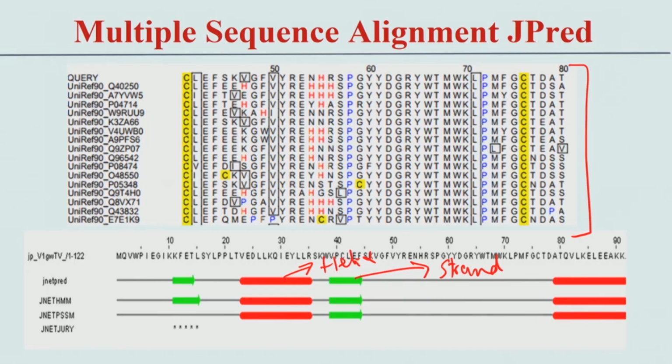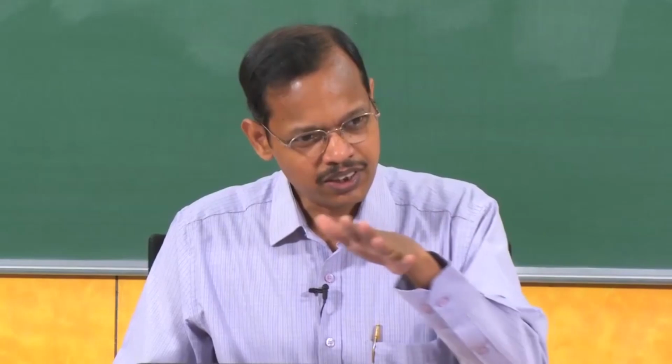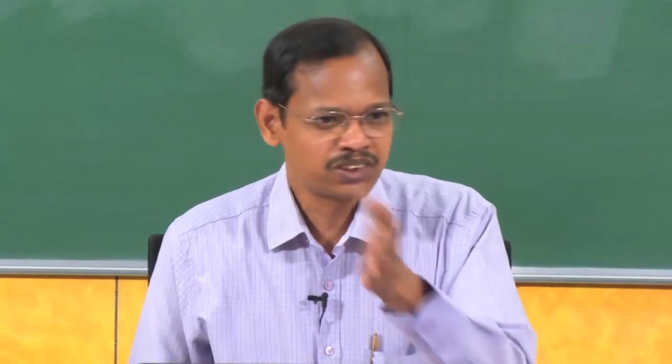So, we discussed propensity and information theory, hydrophobicity profiles and multiple sequence alignment. If you see the performance, each method shows an improvement. First we started with 60%, 65%, 68%, and with multiple sequence alignment, if you get a good alignment you can get up to 65 to 70%.